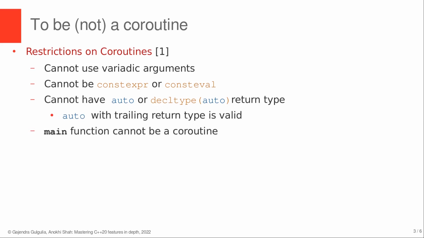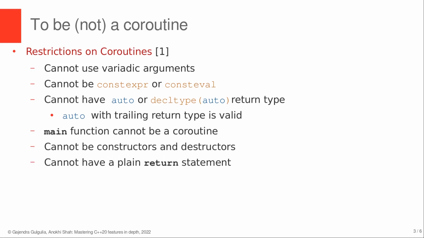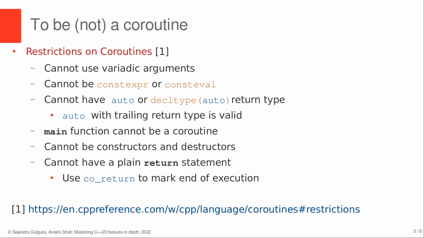The main function cannot be a coroutine. Coroutines cannot be constructors and destructors. And as mentioned in the introductory lectures, coroutines cannot have a regular return statement. Instead, we should use co_return to mark the end of a coroutine execution. At the bottom of this slide, you can find the link to the cppreference page that has a couple of lines on restrictions on coroutines.